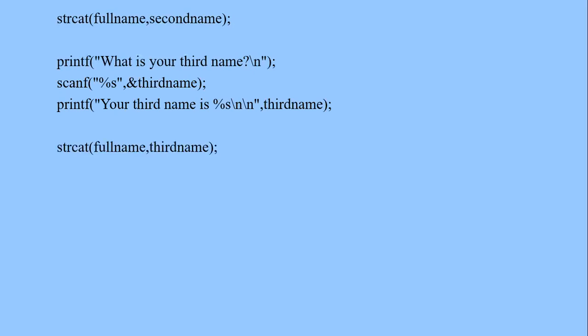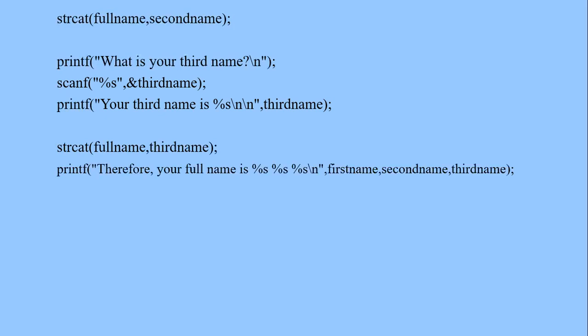Then this other function will manipulate the content of memory location called full name and that of third name and return a value. So we are passing in the function called strcat two items. One is the content of memory location called full name, and the other one is the content of memory location called third name. So those are two arguments that will be passed to the function called strcat, which will then return a certain value. Then we display the message, therefore, your full name is. It will display what is in the memory location called first name, second name, and third name.